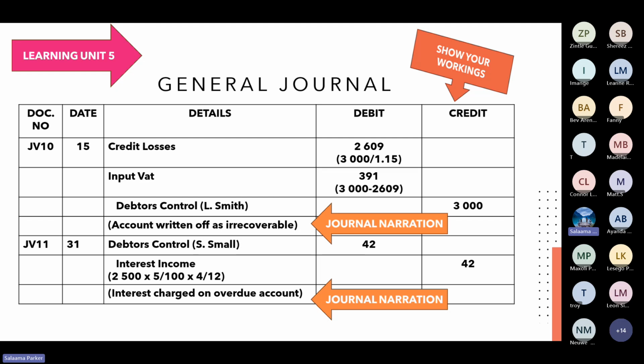Interest charge on an overdue account. Journal narration. Please, you have to study these double entries for your general journal for the upcoming exam. All of them. I've just focused on 3, but you need to also look at the one for the owner that contributes an asset to the business, the drawings of trading inventory, all the journal entries.